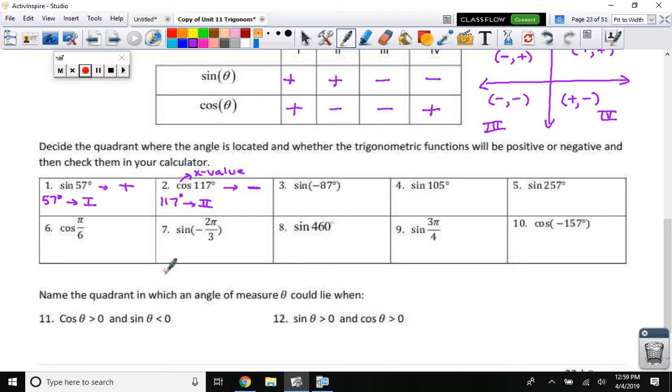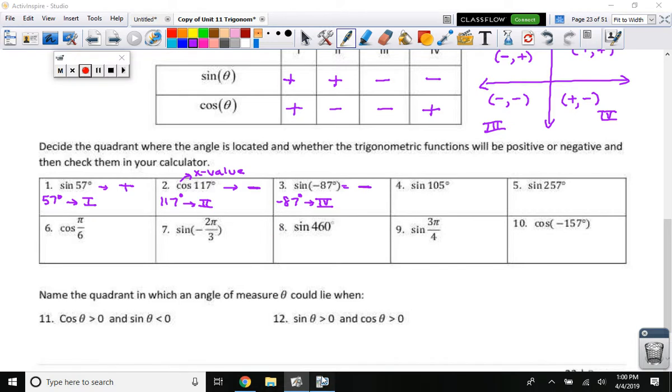Negative 87. We have to realize we got to know our angles, all that stuff from day 1. If we can't graph our angles, if we can't figure out what quadrant we're in, now we're starting to get in trouble here. So negative 87 is quadrant 4. And so in quadrant 4, if I plot a point, I move right and I move down. Sine is the y value. So I know the answer to the sine of negative 87 is going to be a negative number.